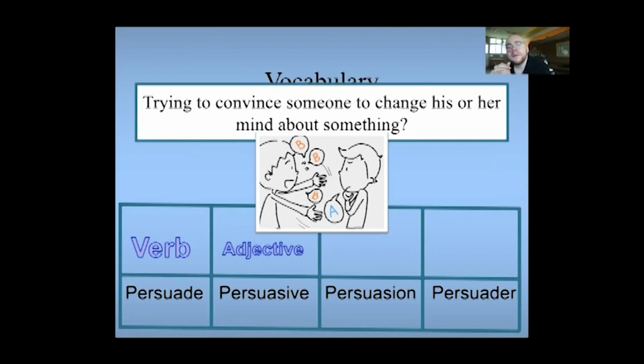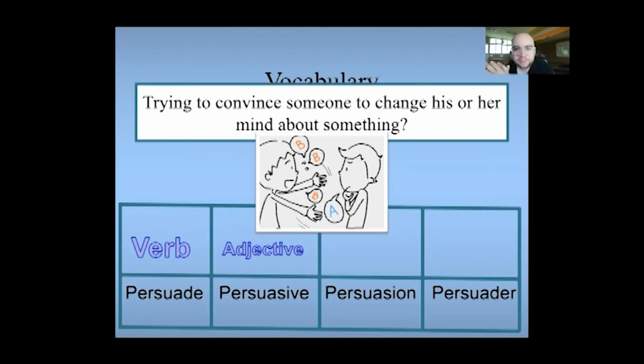What you said to me was persuasive, right? What you told me was persuasive. Or maybe your interview was persuasive. Now I want to hire you. Or the things you said in the application were persuasive, all right?